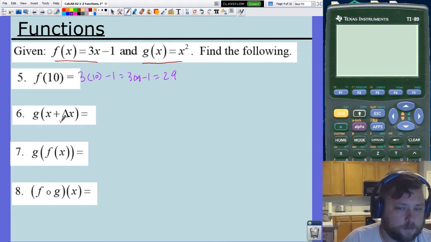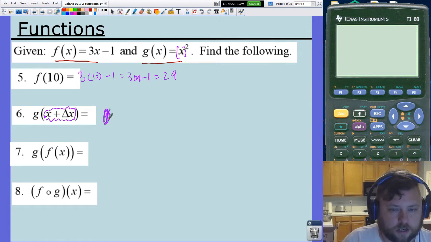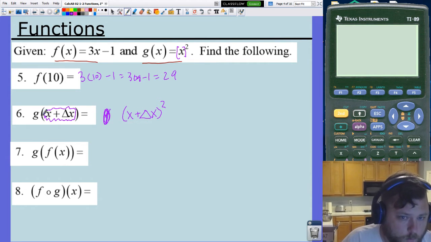Okay, this is weird. g of x plus delta x. Well, this means you plug this whole thing in for x of this equation, which happens right here. So g of x plus delta x turns into x plus delta x squared. So instead of x squared, it's x plus delta x squared. Whatever's in here, even if it's more x's. All right? And you could expand this, but you don't have to. That's the answer. This is called composition.